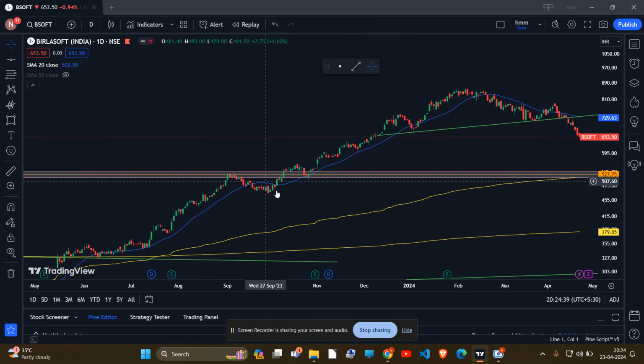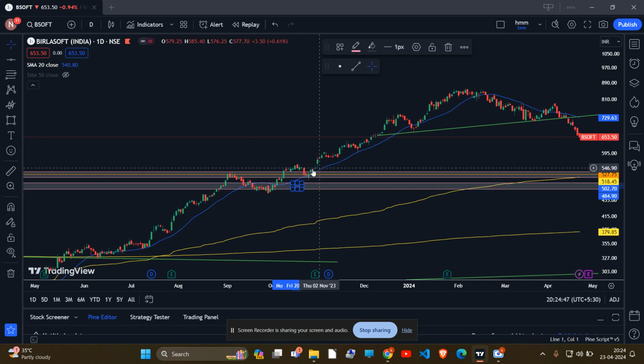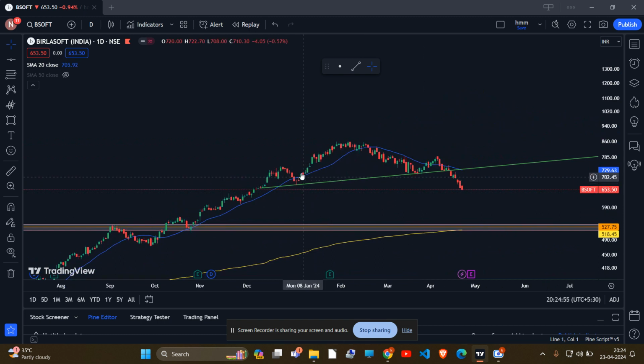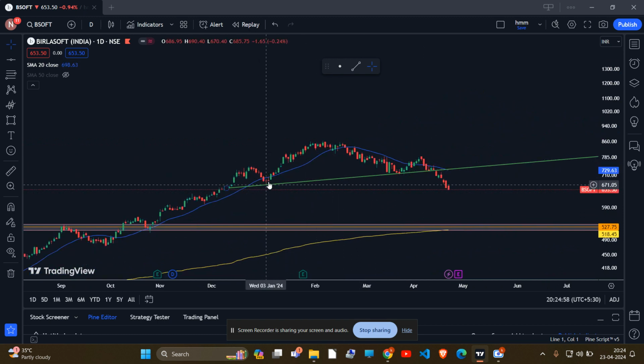Again, it consolidated in this 20-day simple moving average zone, and again it started moving up from there. Later, it again consolidated near the 20-day simple moving average and kept on making higher highs and higher lows. The same even happened over here. This is the first time it ever got rejected, and this is also the first shoulder of the head and shoulders pattern.